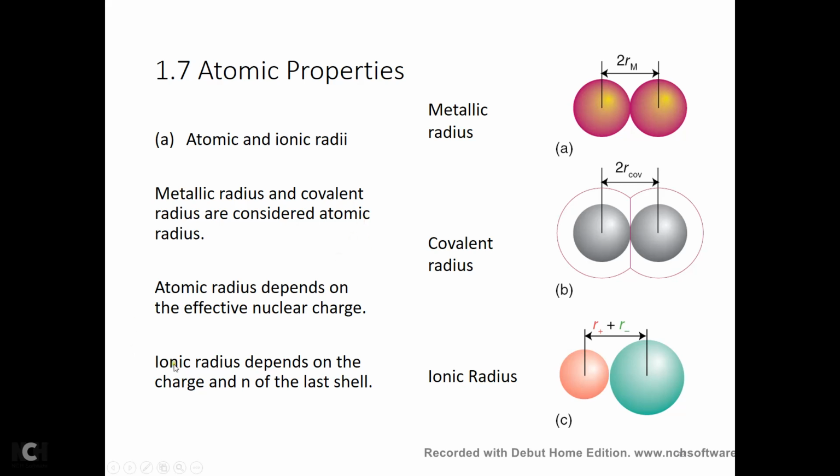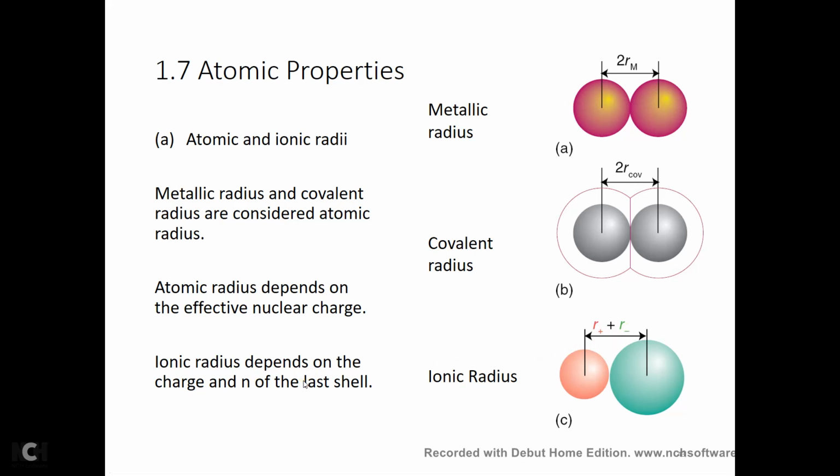Now let's look at the ionic radius. Let's look at this example. Imagine this is sodium plus, this is chloride minus, and the distance between the two nuclei is the sum of the ionic radius of sodium and that of chloride. So that's very simple. Ionic radius depends mostly on the charges.